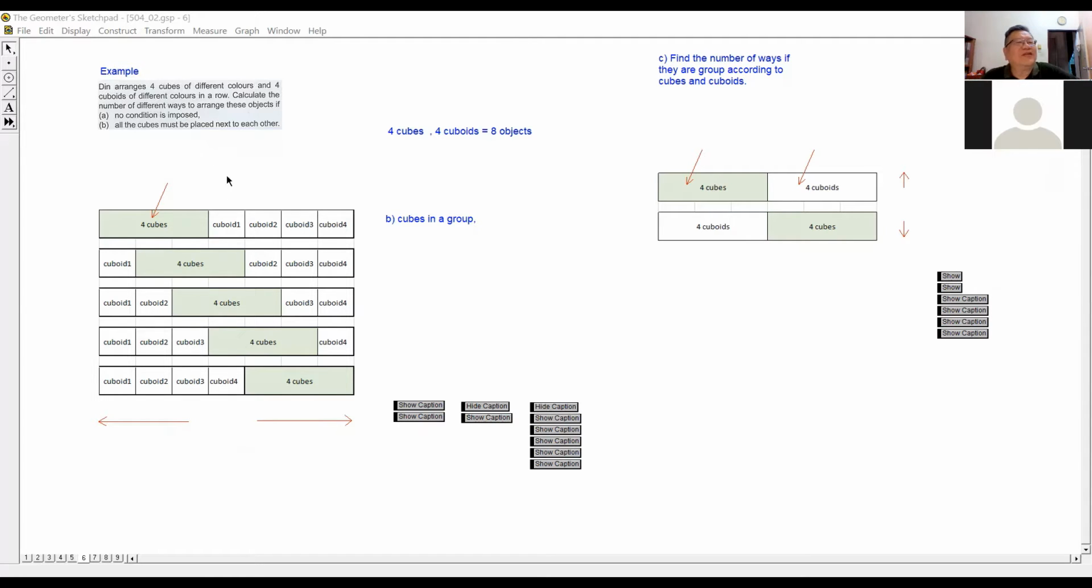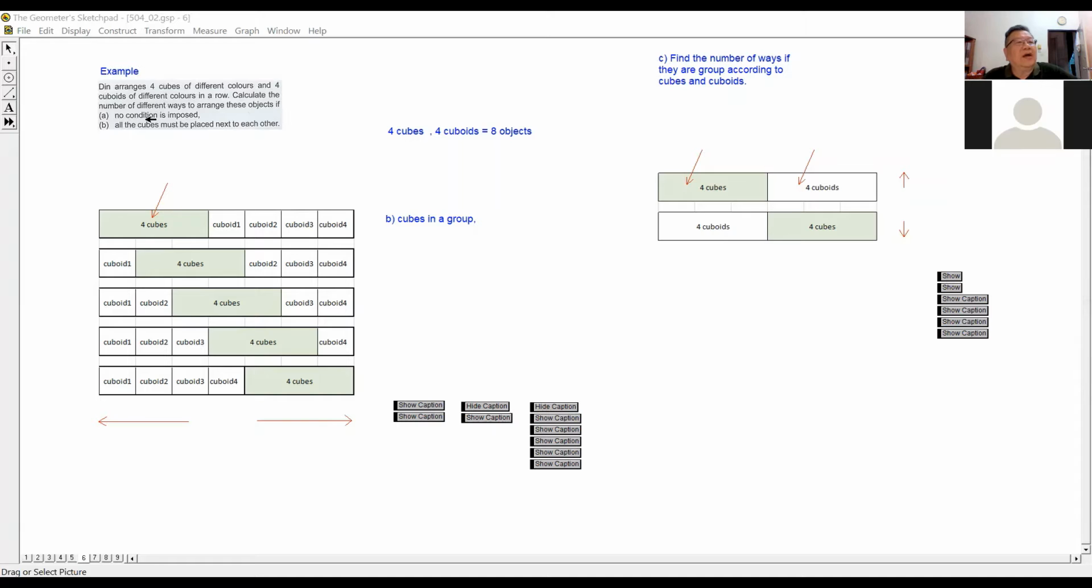Okay, never mind. We just say 4 cubes and 4 cuboids of different colors in a row. So the cubes, they are not identical. If identical, you have to divide by 4 factorial, right? So the 4 cubes, they are different because they have different colors. Also, the 4 cuboids, they all look different, right?